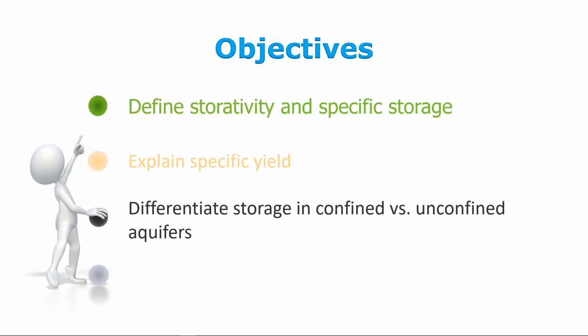Specific yield is how much water you can drain by gravity. And for the specific storage, you will learn how this is related to confined aquifer. So storativity is composed of the specific storage and specific yield, and specific storage pertains more to confined aquifers, and specific yield pertains more to unconfined aquifers, as we will learn. So you'll be able to differentiate the storage in confined and unconfined aquifers. That's basically the objective of this lesson.